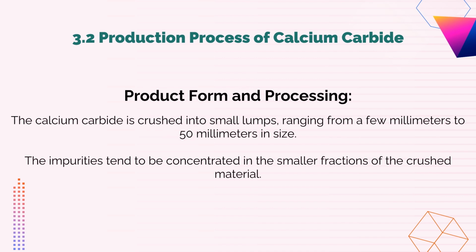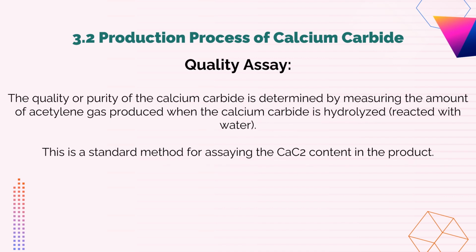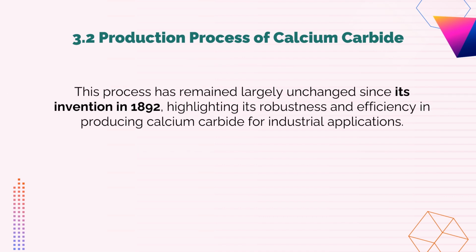The calcium carbide is then crushed into small lumps, ranging from a few millimeters to 50 millimeters. The impurities are more concentrated in the smaller pieces. The calcium carbide content is measured by the amount of acetylene produced when it reacts with water. This process has stayed the same since 1892 because it's efficient and reliable for producing calcium carbide.